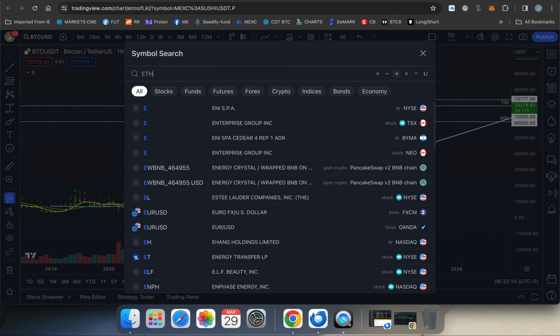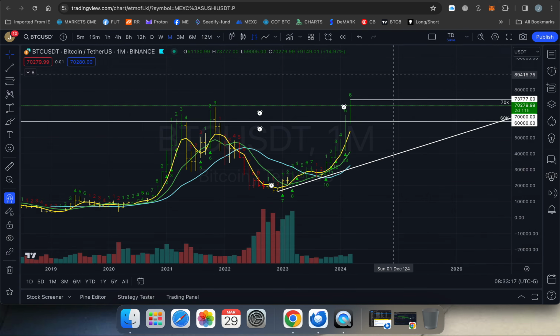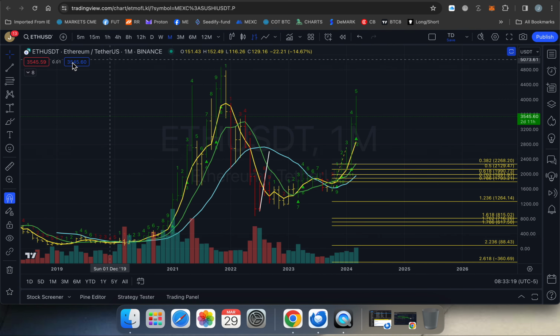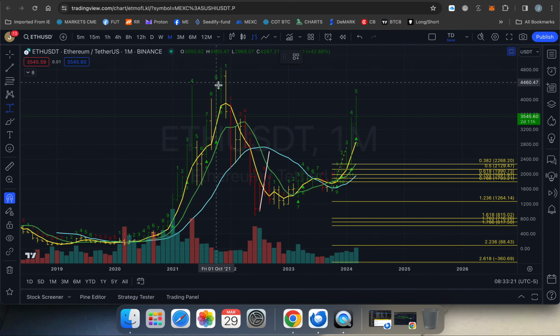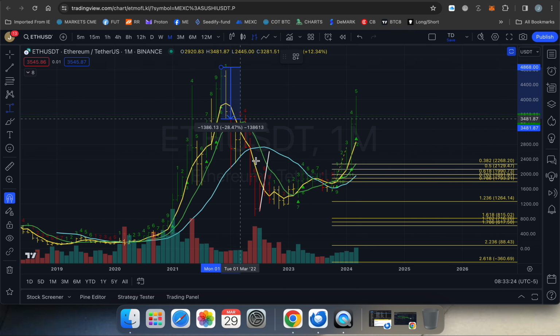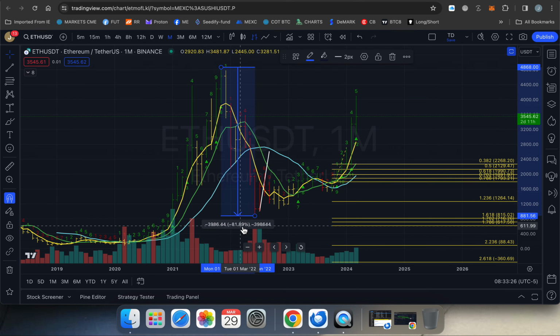I just rolled a bunch of money into Ethereum. I remember that. Yeah, Ethereum went down a whole lot more than that. Let's see, where did it go? To the very low, it went down 81.89%. Yeah, that hurt. That hurt pretty bad. That was, let's see, from the top to the bottom.